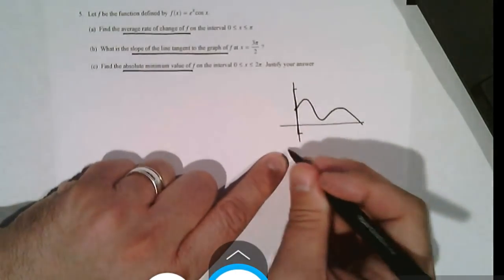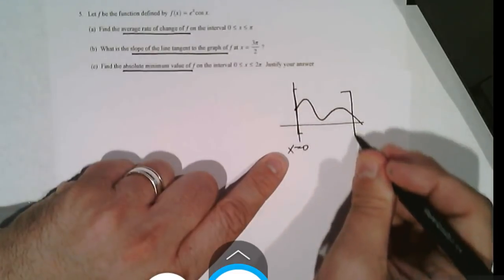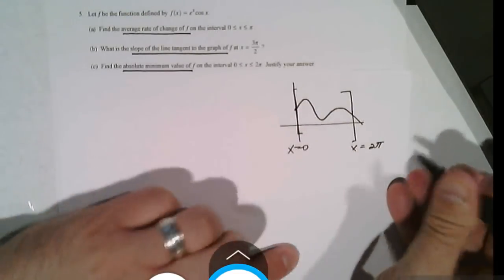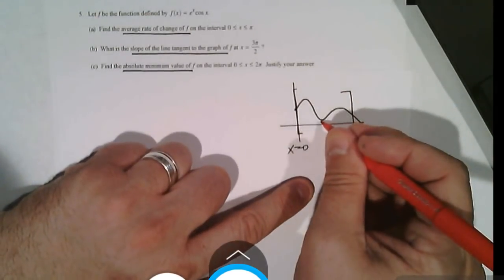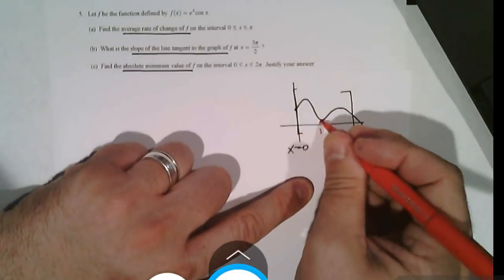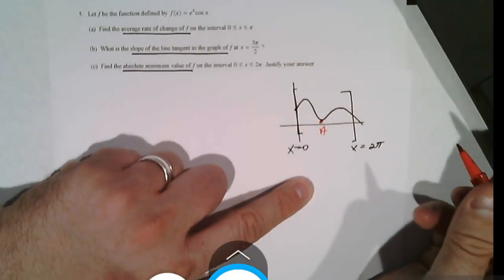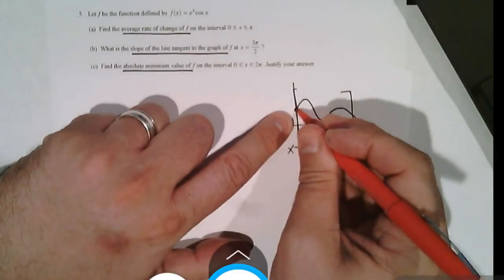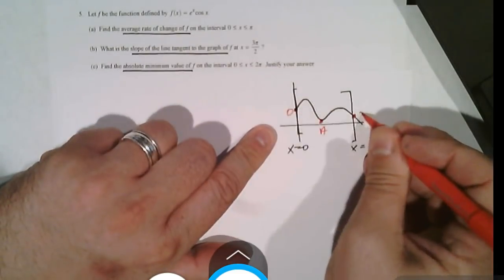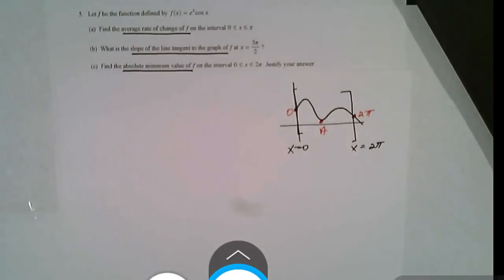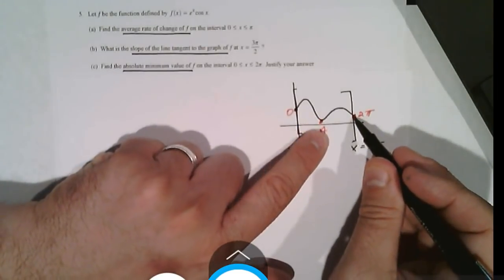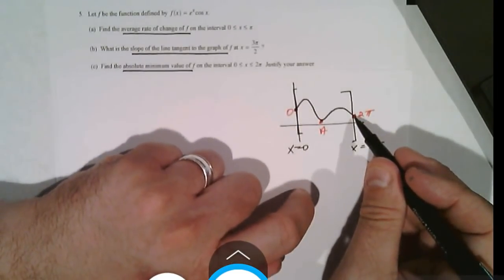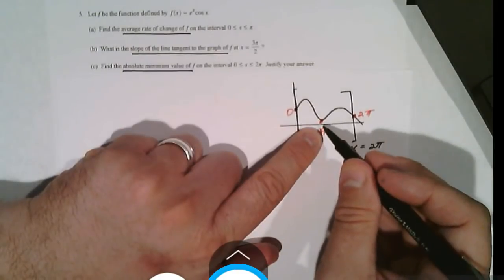If this is the interval 0 to 2 pi, the absolute minimum occurs either where you have a relative minimum, so like this point over here, let's call it A, or it occurs at your endpoints 0 and 2 pi. And depending on the graph, depending on my endpoints, this point over here on the far right at 2 pi might actually be lower than the value of the function at the local minimum.